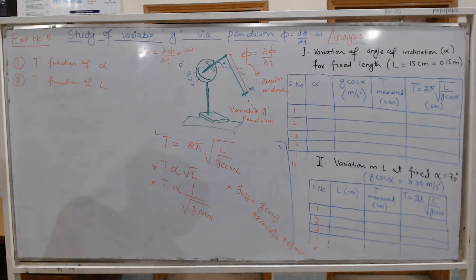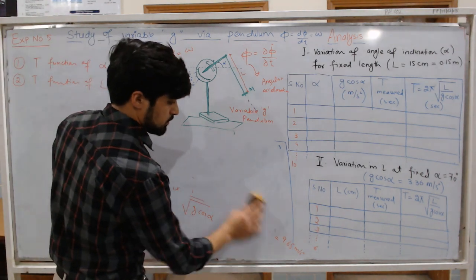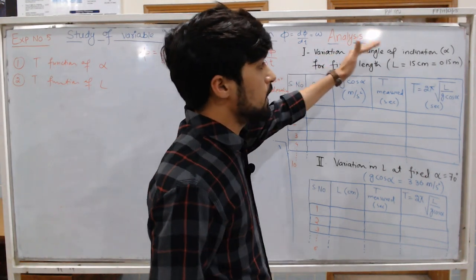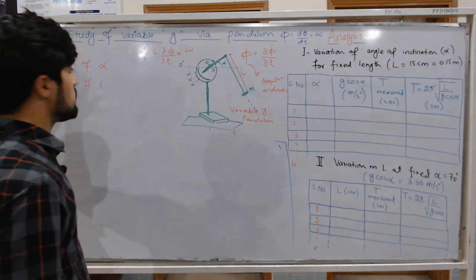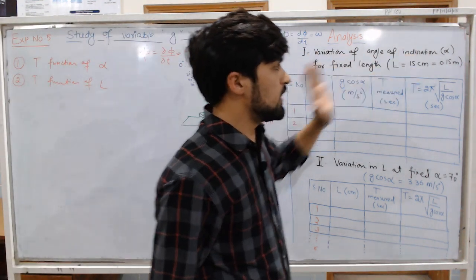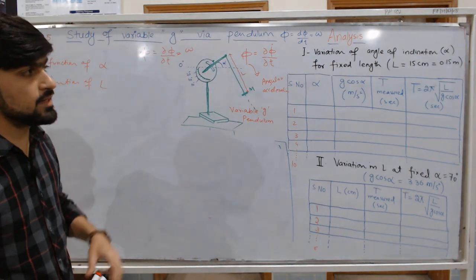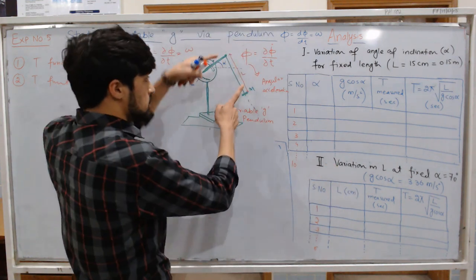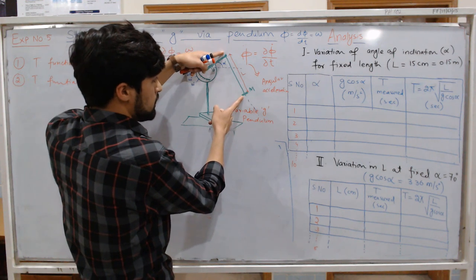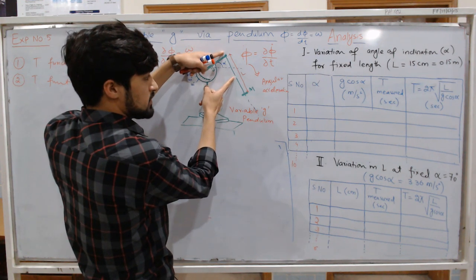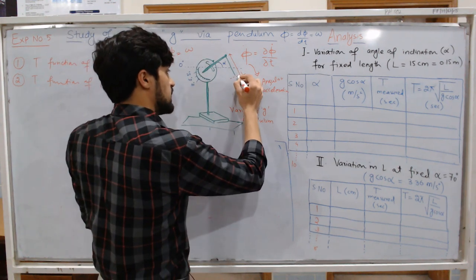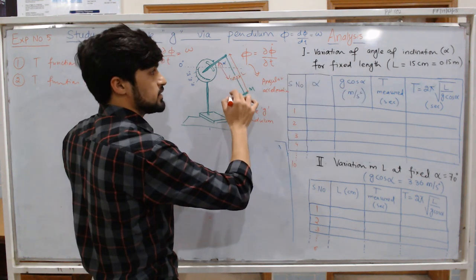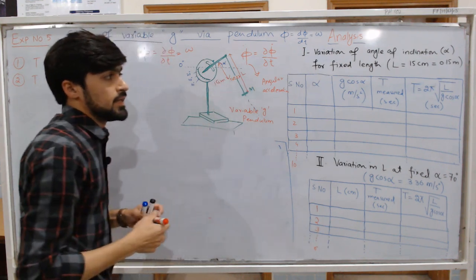Now let's move towards the tables. In the first table, the analysis part, we will be using the variation of the angle of inclination alpha. As we discussed, T is a function of alpha for a fixed length L. The length can be of any value, but it should be fixed. I will recommend 15 centimeter as the length of this pendulum from here. Let's say this is 30 degrees. I will first fix the mass at the required distance of 15 centimeter. Now the length is fixed.